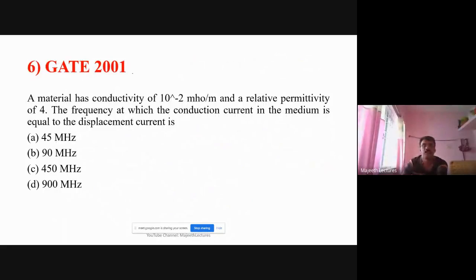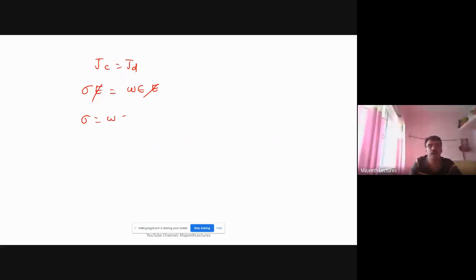Next, a material has conductivity sigma 10 power minus 2, relative permittivity 4. The frequency at which conduction current in the medium is equal to displacement current. We have to find the frequency at which JC is equal to JD. JC is sigma E, JD is omega epsilon E. So E cancels, and sigma is equal to omega epsilon.